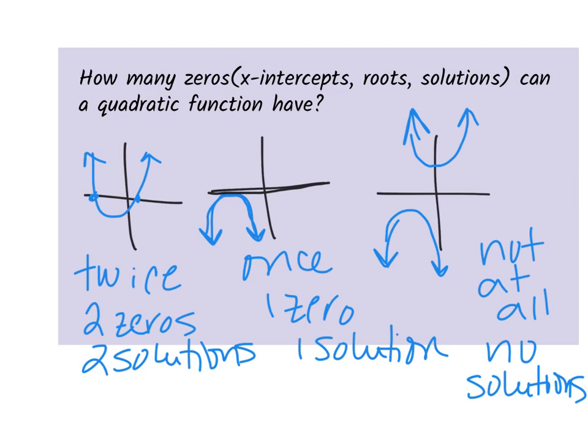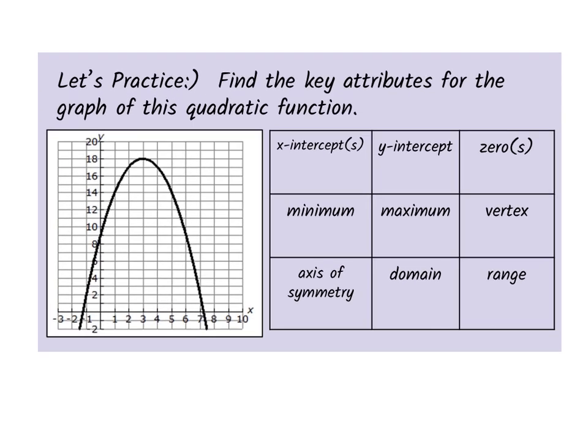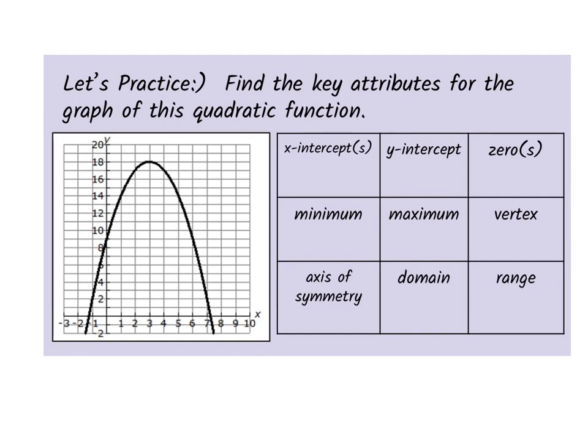It doesn't have to cross the x-axis. It will have a y-intercept though. I mean, eventually it'll have to cross the y-axis. You might not see it on your graph depending on your window or what the situation is, but eventually it will cross the y-axis. Okay, let's look at this practice, and then I'm going to put a couple of these that look like this into a slideshow for you to fill in the blanks and hand in.